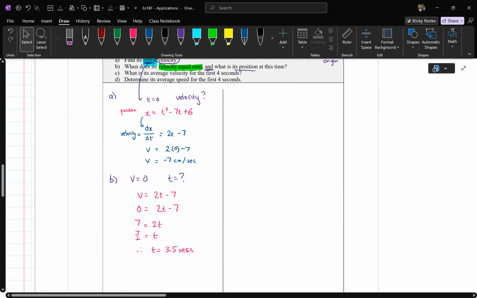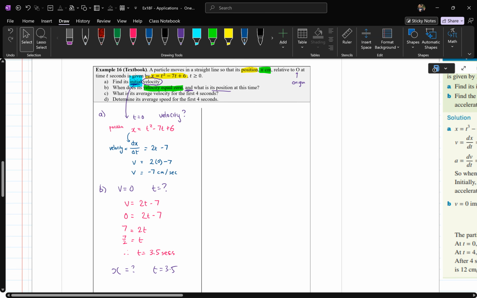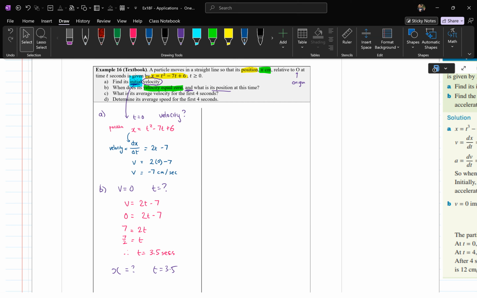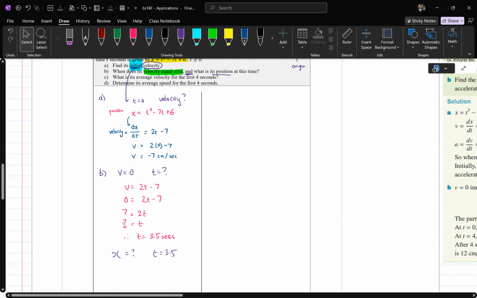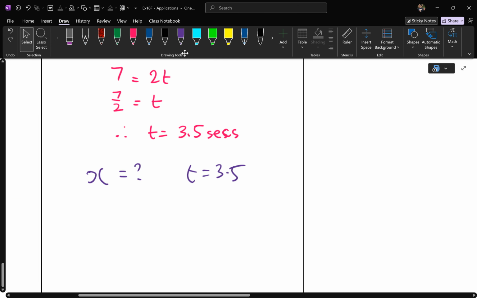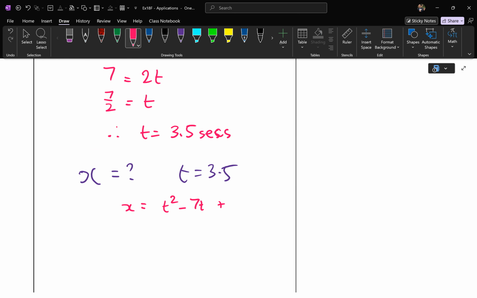But then they ask, where's the position? So where's the position at this time? So where is x if I know t is equal to 3.5? What do you do now? How do you find the position? You figured out when. Yeah, because the original equation tells you the position. That's your position equation. So your position equation was t squared minus 7t plus 6. So here we go again. X is equal to t squared minus 7t plus 6. And you're just saying when t equals 3.5, find x.